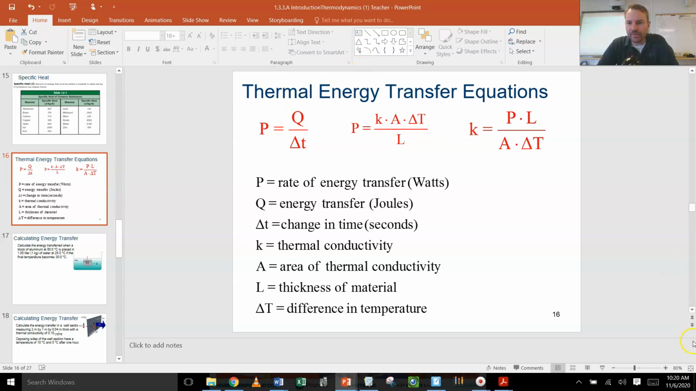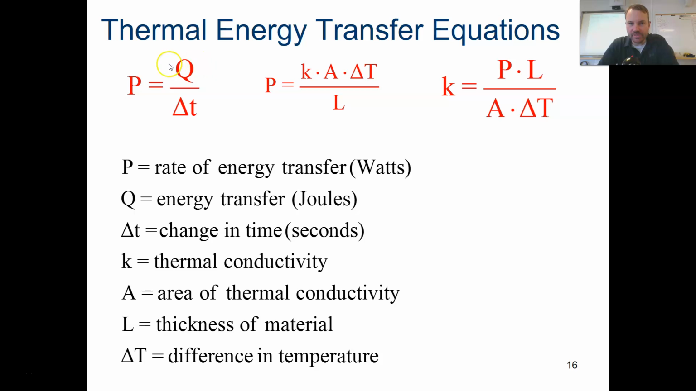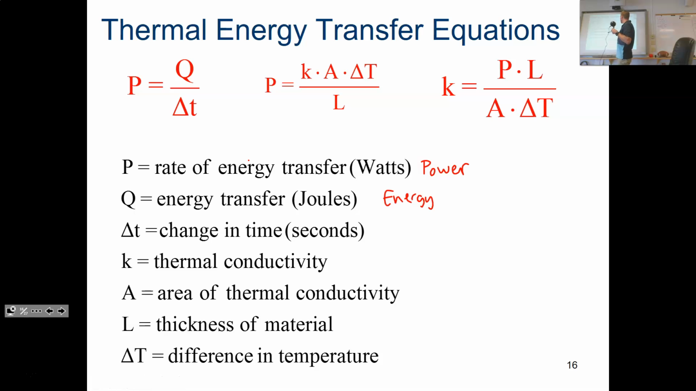So here are some other equations that we're going to use. P, power. Power is equal to energy divided by time. That's what this stands for, power, the rate of energy transfer. Q is energy, and T stands for time. So power is equal to energy divided by time. So watts is equal to joules per second. That's what this means here. So P would be watts, and that's a joule per second.